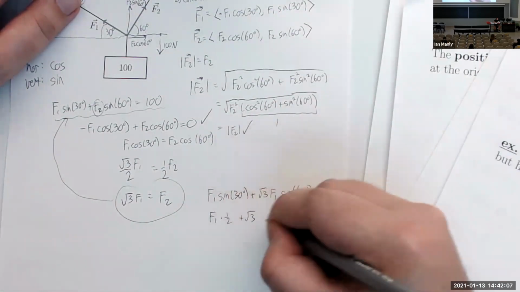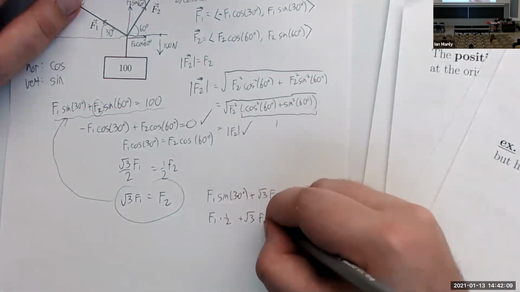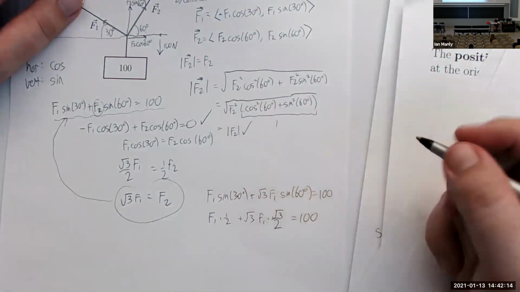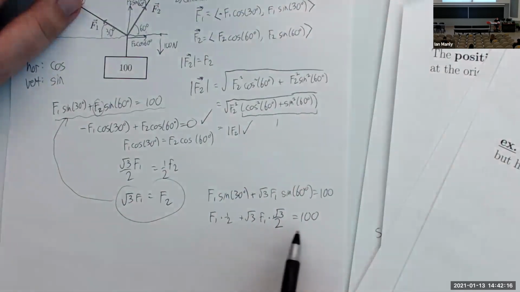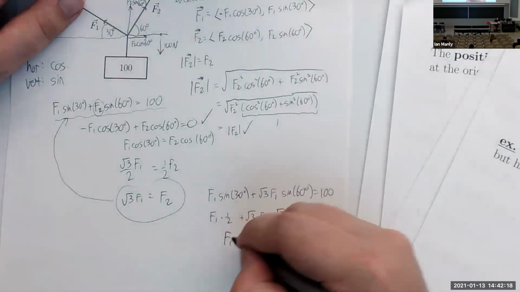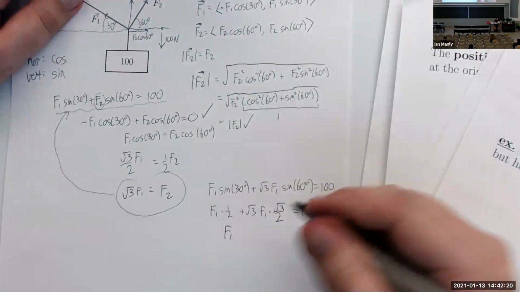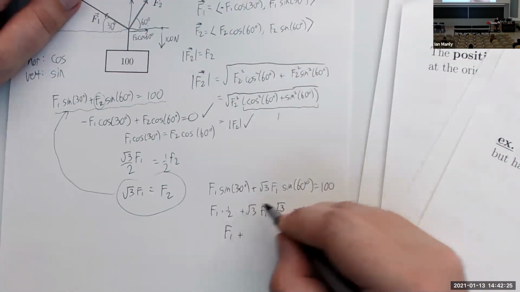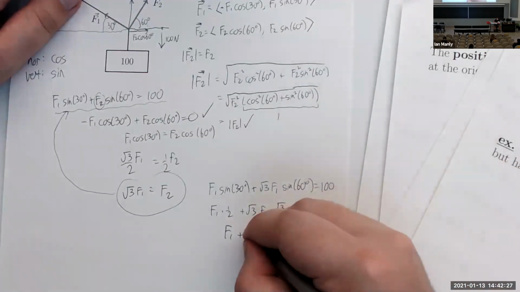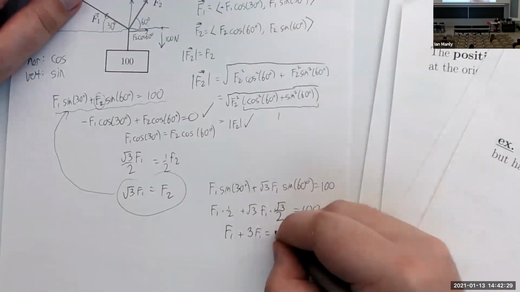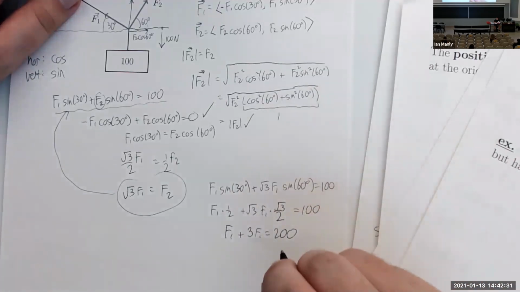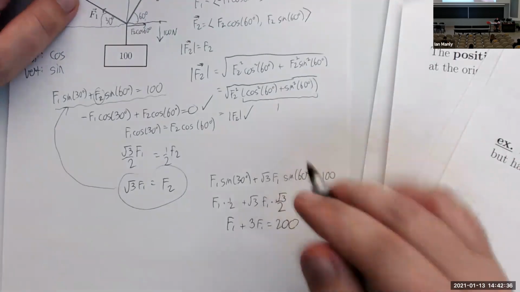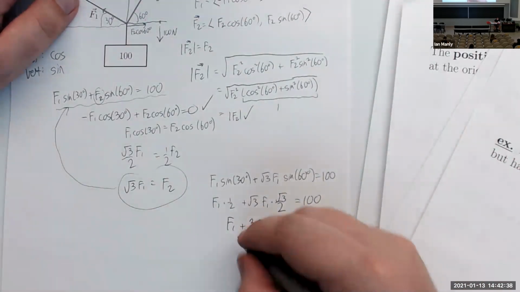And we have √3 F1, and sine of 60 is √3/2. Okay, I'm going to multiply everything by 2 to get rid of these fractions. So I have F1 plus, let's see, this 2 will go away, and then √3 times √3 is 3. Then I now have 200, so I multiply both sides by 2 right here. And then finally, last I checked, 1 plus 3 is equal to 4.